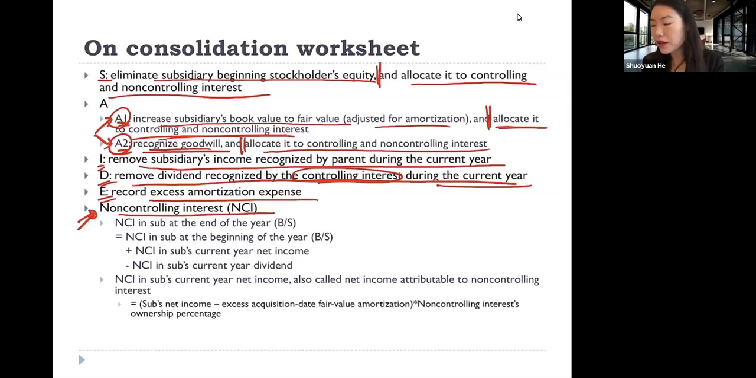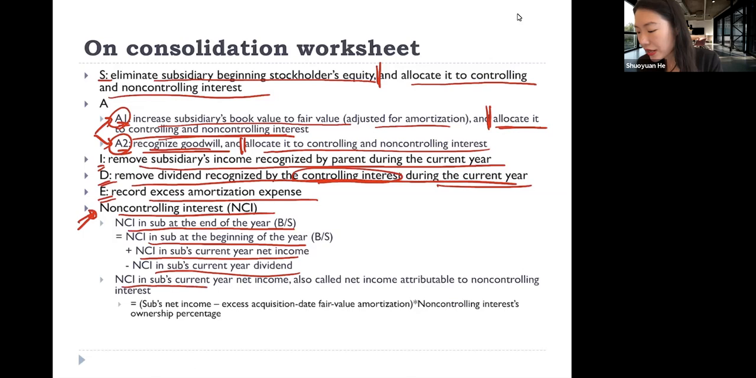The formula here is: non-controlling interest at the end of the year equals the non-controlling interest at the beginning of the year, plus the current year non-controlling interest share of the sub's net income, minus the non-controlling interest share of the sub's current year dividend. This is easy to understand, right? Ending non-controlling interest equals beginning non-controlling interest plus the current year non-controlling interest share of the subsidiary's income minus its share of the subsidiary's dividend.